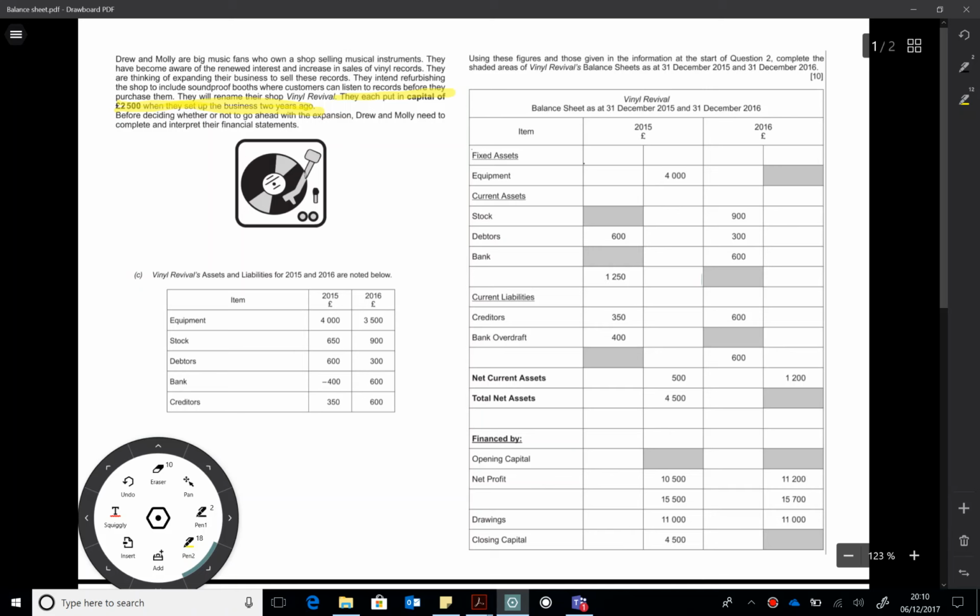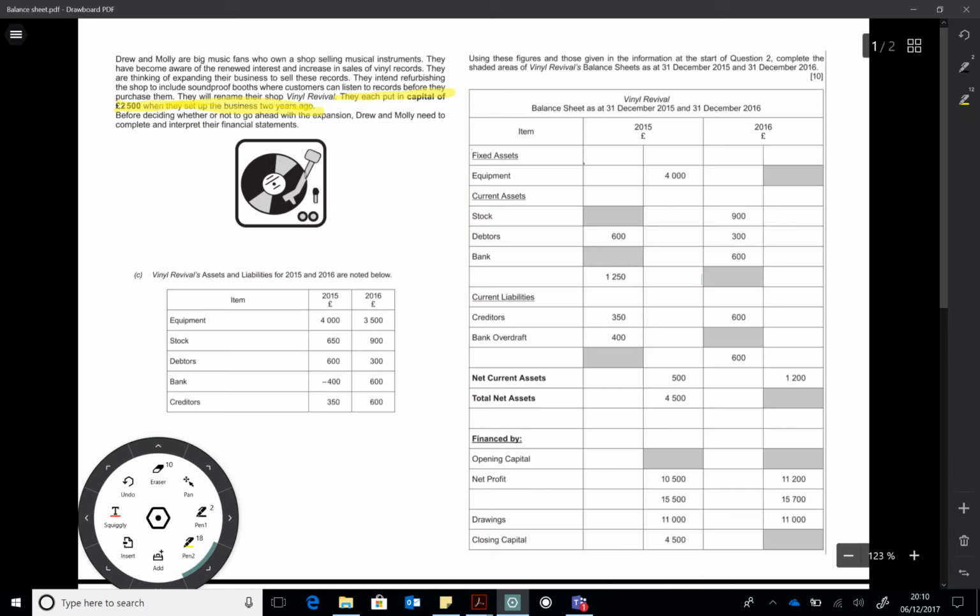The next bit we need to look at will be provided just before your balance sheet, and this will be a table showing your assets and your liabilities for both years. Now we've got that information, we can start filling in our balance sheet, our 10-mark question. This is a fairly straightforward 10-mark question for you to do well on in the exam.